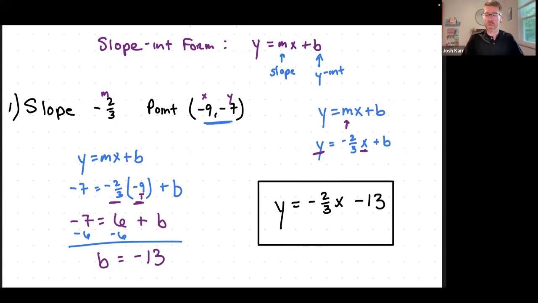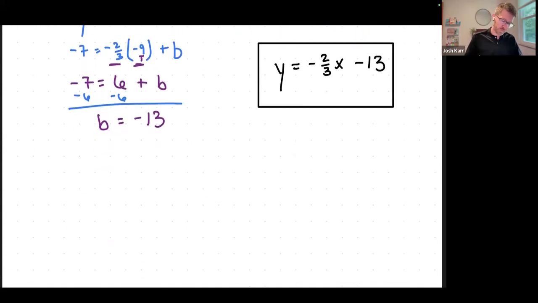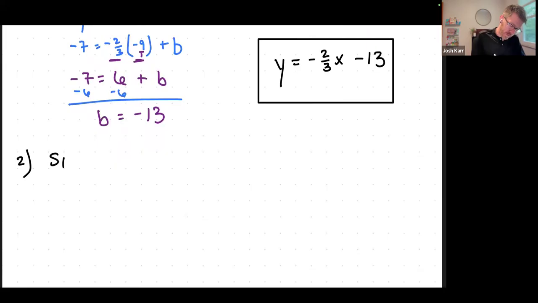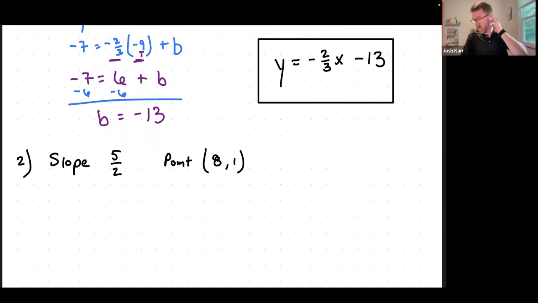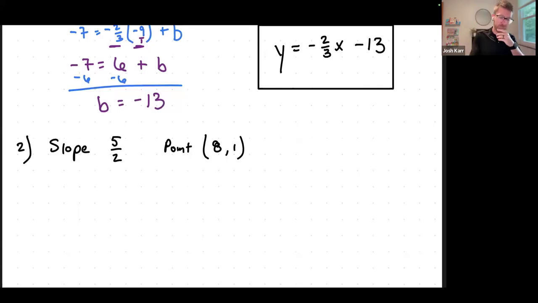Okay. Let's go ahead and try another. Write down any questions that you have, see if they get answered here. This one, we're going to go with a slope of 5/2, and we're going to go with the point 8, 1. If you'd like, pause, try this out, then come back. But again, right, we want the form to be y equals mx plus b. M and b need to be filled in at the end. Okay, that's what our successful equation looks like.